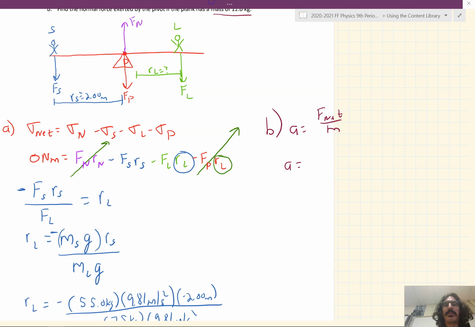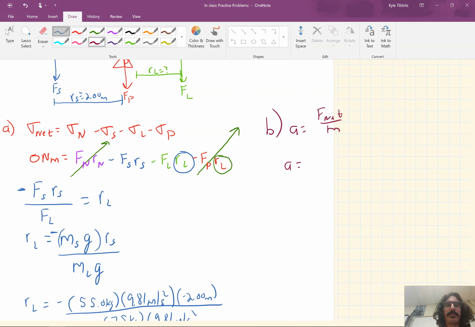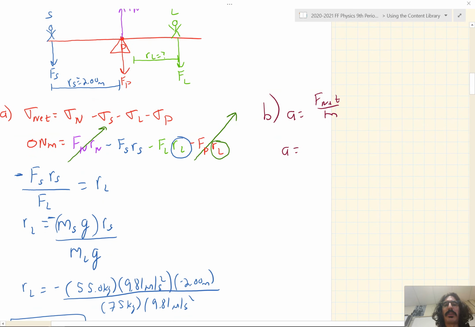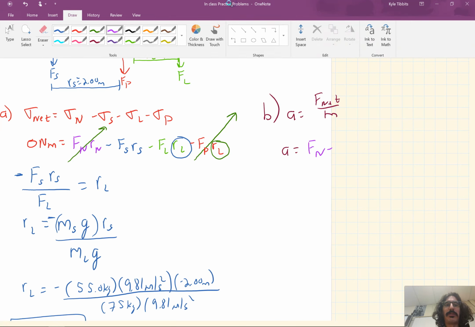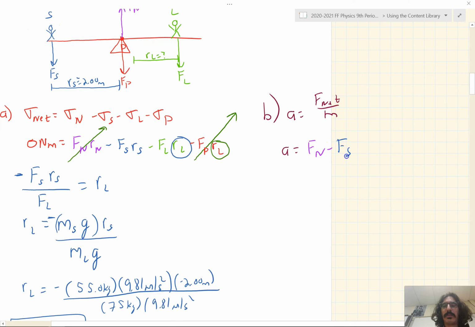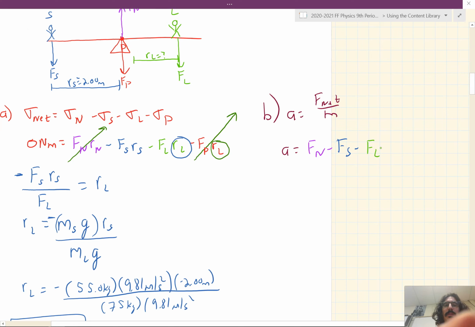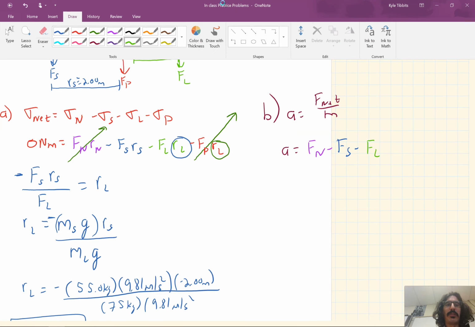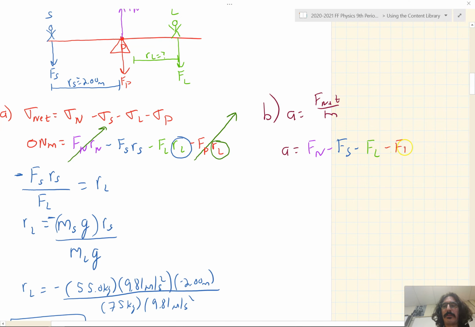So now we're just going to look at the forces acting on the system, similar to what we have on the left for the torques. So we have the normal force upwards, minus the force of Sophie, minus the force of Luca, minus the force of gravity from the plank. And what we're solving for is the normal force, all over the mass.